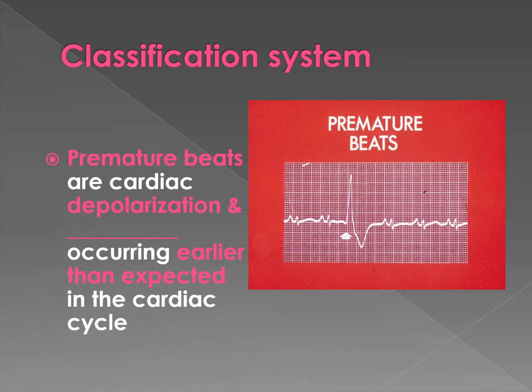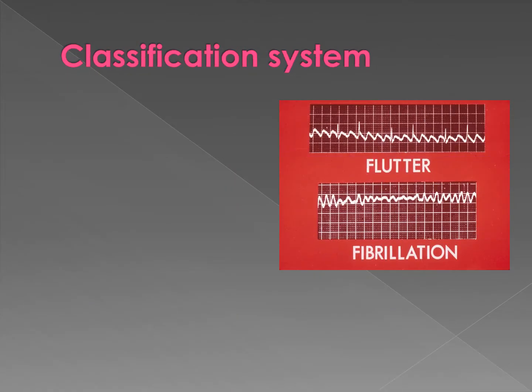In the classification system, you have premature beats, which are cardiac depolarization and contraction occurring earlier than expected in the cardiac cycle. So we're looking at premature ventricular contractions or premature atrial contractions. That's where the contractions of either the atria or the ventricle happen earlier than what was expected.